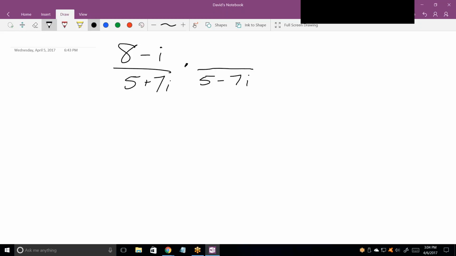And since I can only multiply any fraction by the number 1, if I multiply the bottom by that, I got to multiply the top by that. In other words, that's my number 1. Okay. Now, go ahead and do the bottom first.